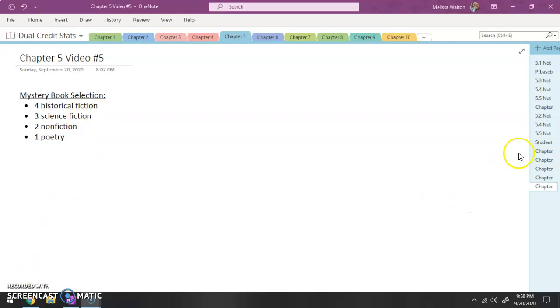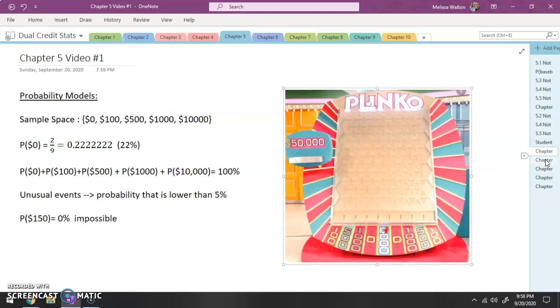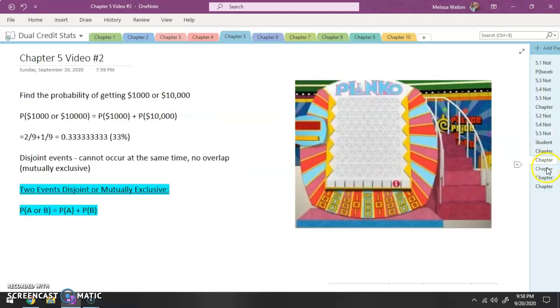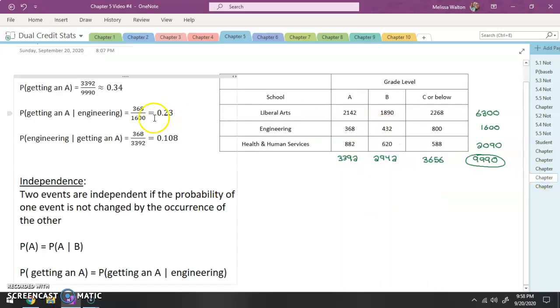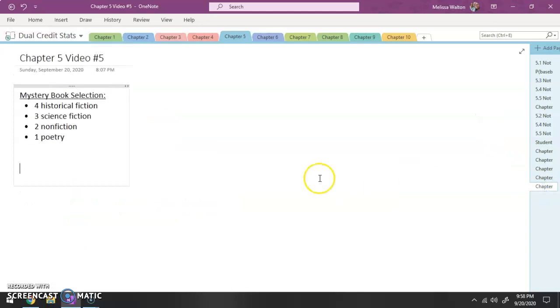So we have been talking about different probability rules. We did the general probability models. We talked about addition rules. We did multiplication rules. We discussed conditional probability and independence. And the last thing that I want to talk about is probabilities without replacement. So this is going to be probabilities without replacement. So here is the setup.